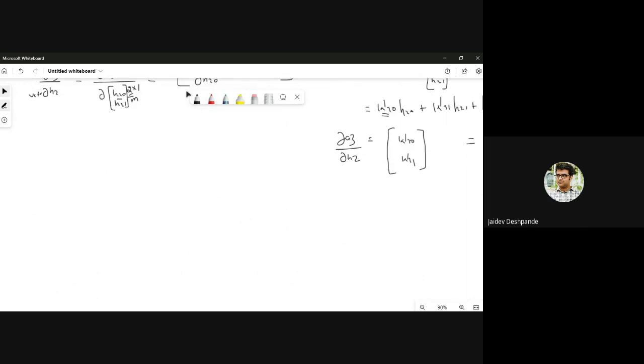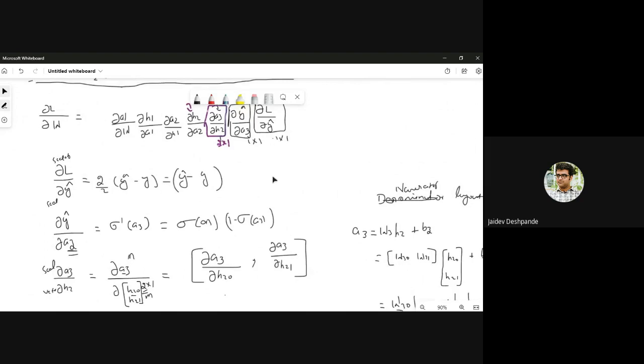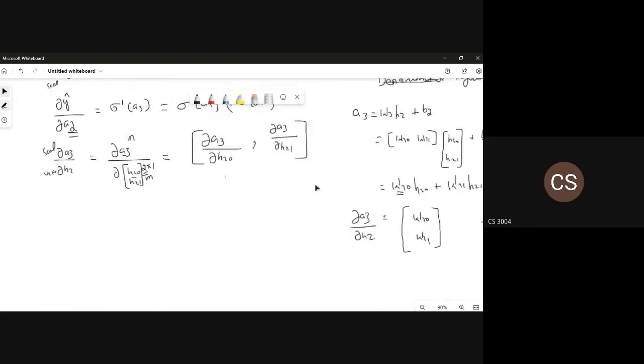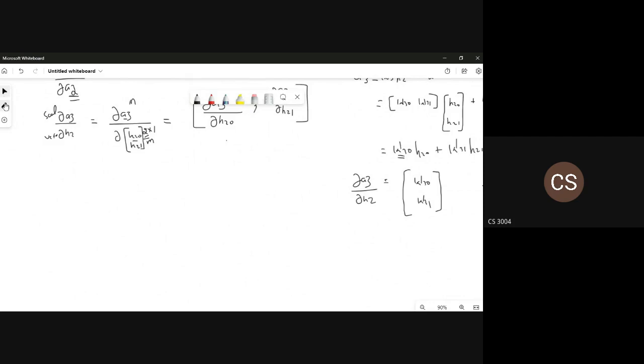Is it by A2 or A3? Which one? The next gradient. Could you scroll up to that expression, the chain rule? Yeah. Okay, got it. Yeah, sorry, that's right. Okay, so we have next dou H2.